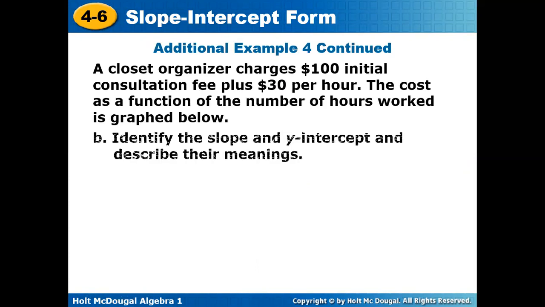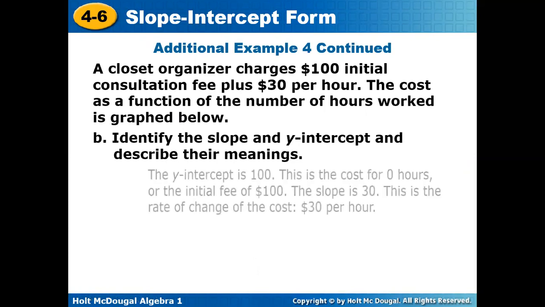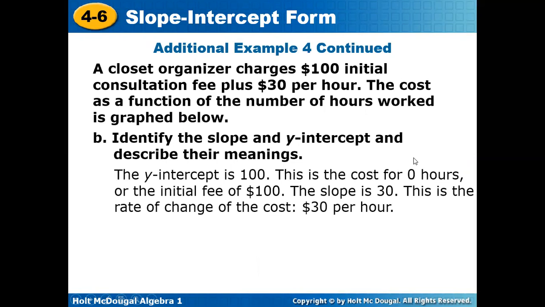Second, required, identify the slope and y-intercept. We already identified them from the question. The y-intercept is 100 and the slope is 30. What is the meaning of each one? It's very important. The y-intercept is 100. It means the initial cost, the cost for 0 hours, or the initial fee is 100. What is the meaning of the slope 30? We'll explain that this is the rate of change. We know that the slope is the rate of change. The rate of change of the cost is $30 per hour. You write it like this: the rate of change is $30 per hour.